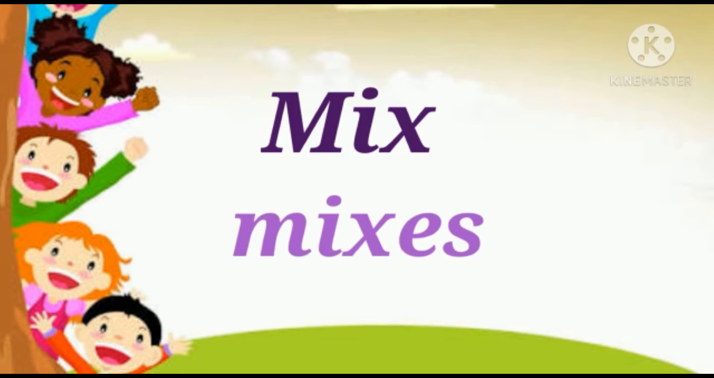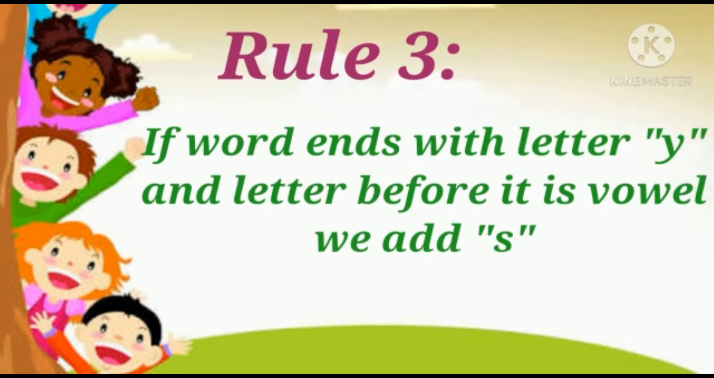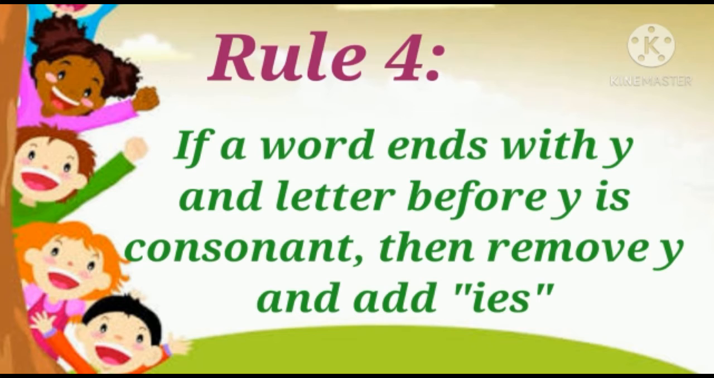Now again we have another rule, that is the rule of the letter y. If any word ends with the letter y, we have to see whether the letter before y is a vowel or a consonant. What are vowels? A, E, I, O, U. So if the letter before y is a vowel, then we will add s to those words. But if the word ends with y and the letter before the y is a consonant, then we will remove the y and add ies to it.